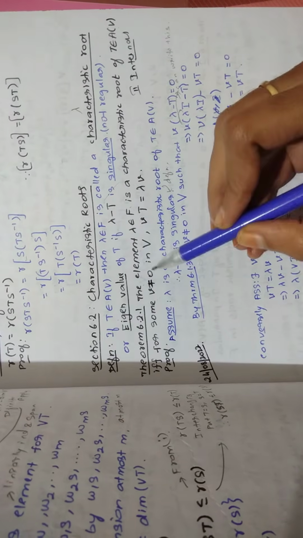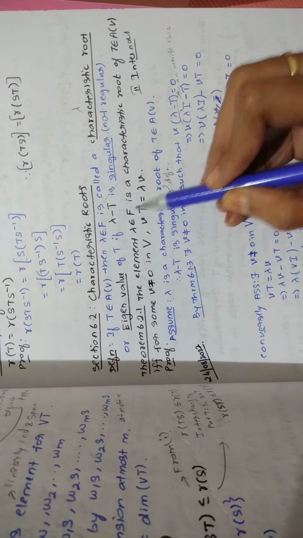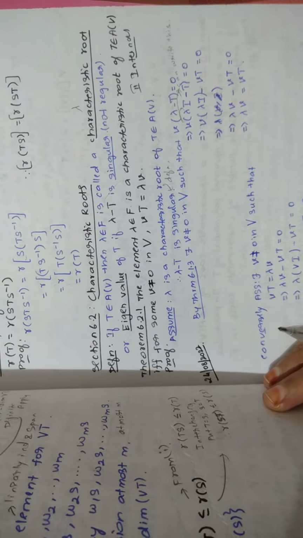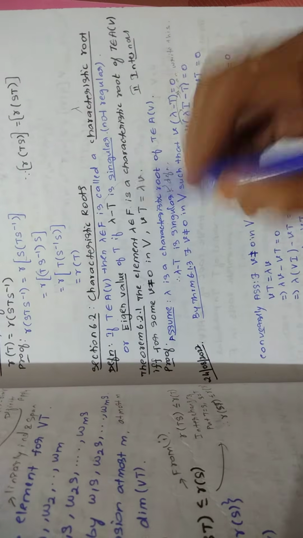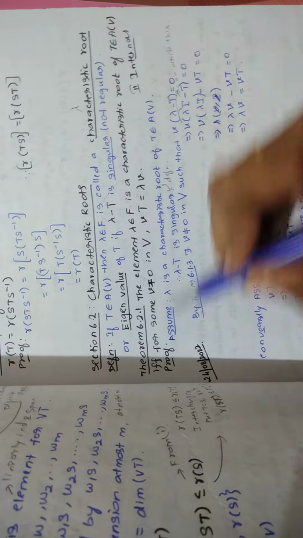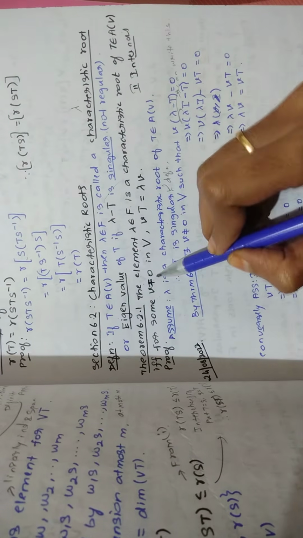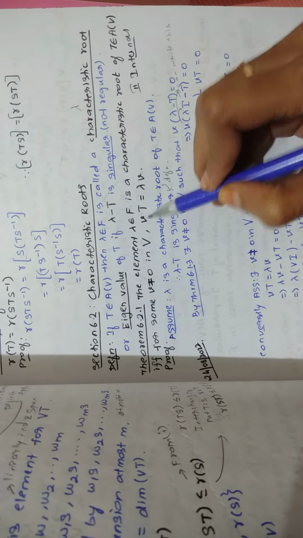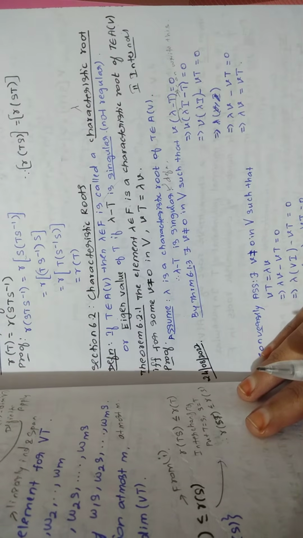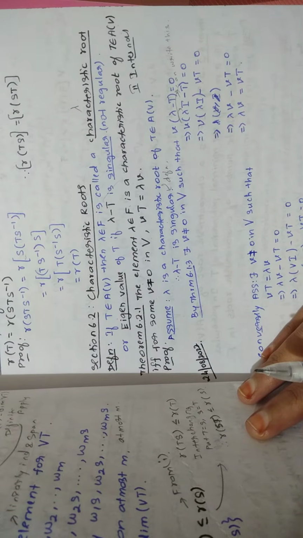So let us read the statement. The element lambda belongs to F is a characteristic root of T belongs to A of V. Here lambda is the characteristic root of T. So T is from where? T is from A of V, if and only if for some V not equal to 0 in V, Vt is equal to lambda V. This is our if and only if statement.